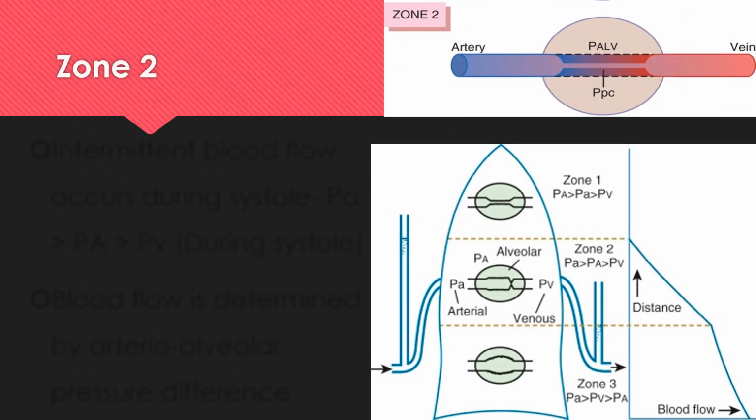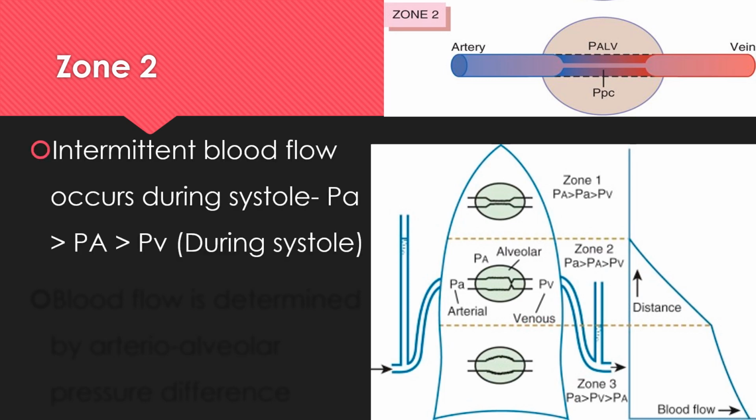Moving on to zone 2, this refers to the region of the lung that has intermittent blood flow. This occurs during systole, when the pulmonary arterial pressure exceeds the alveolar pressure, which also exceeds the pulmonary venous pressure. But during diastole, when the arterial pressure is less than the alveolar pressure, that will not happen. So this happens only during systole. That is why it is intermittent.